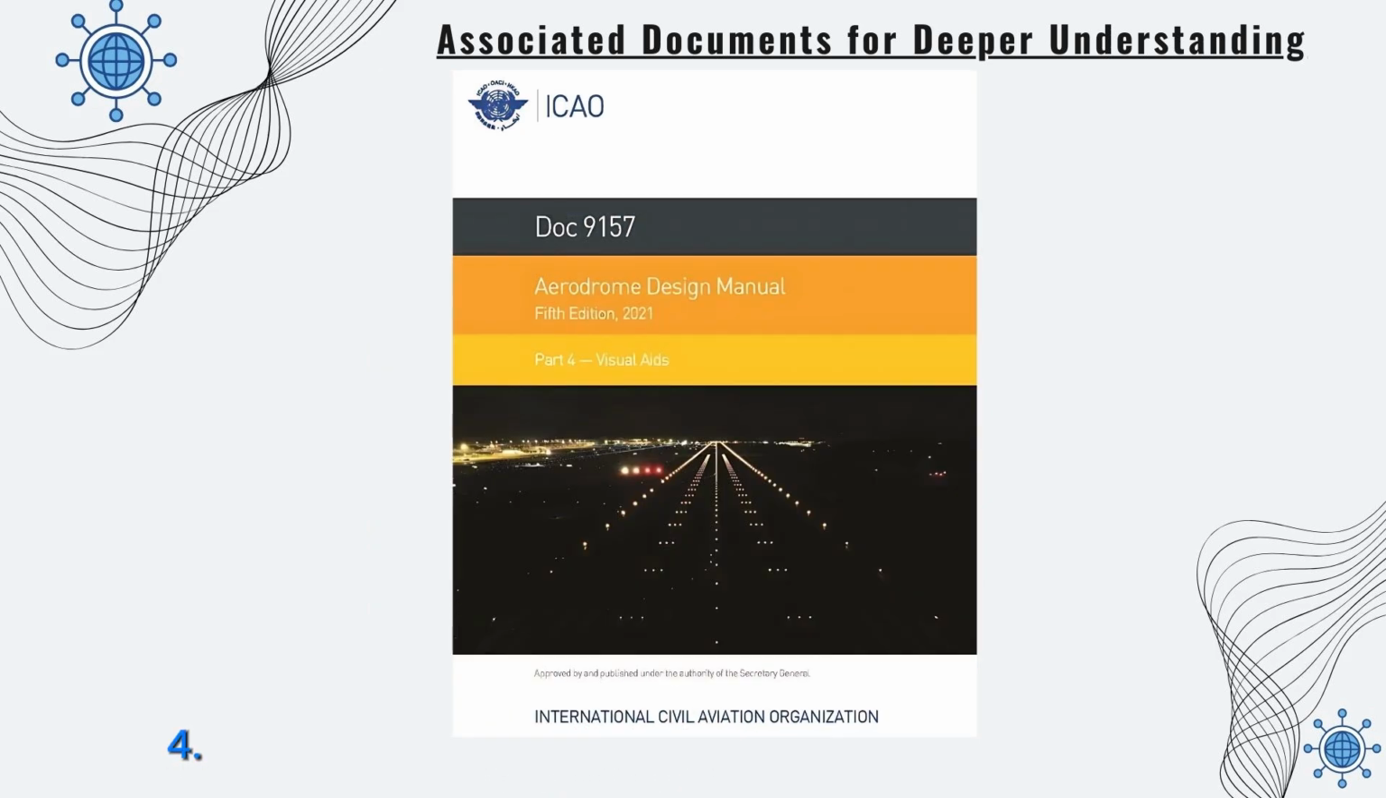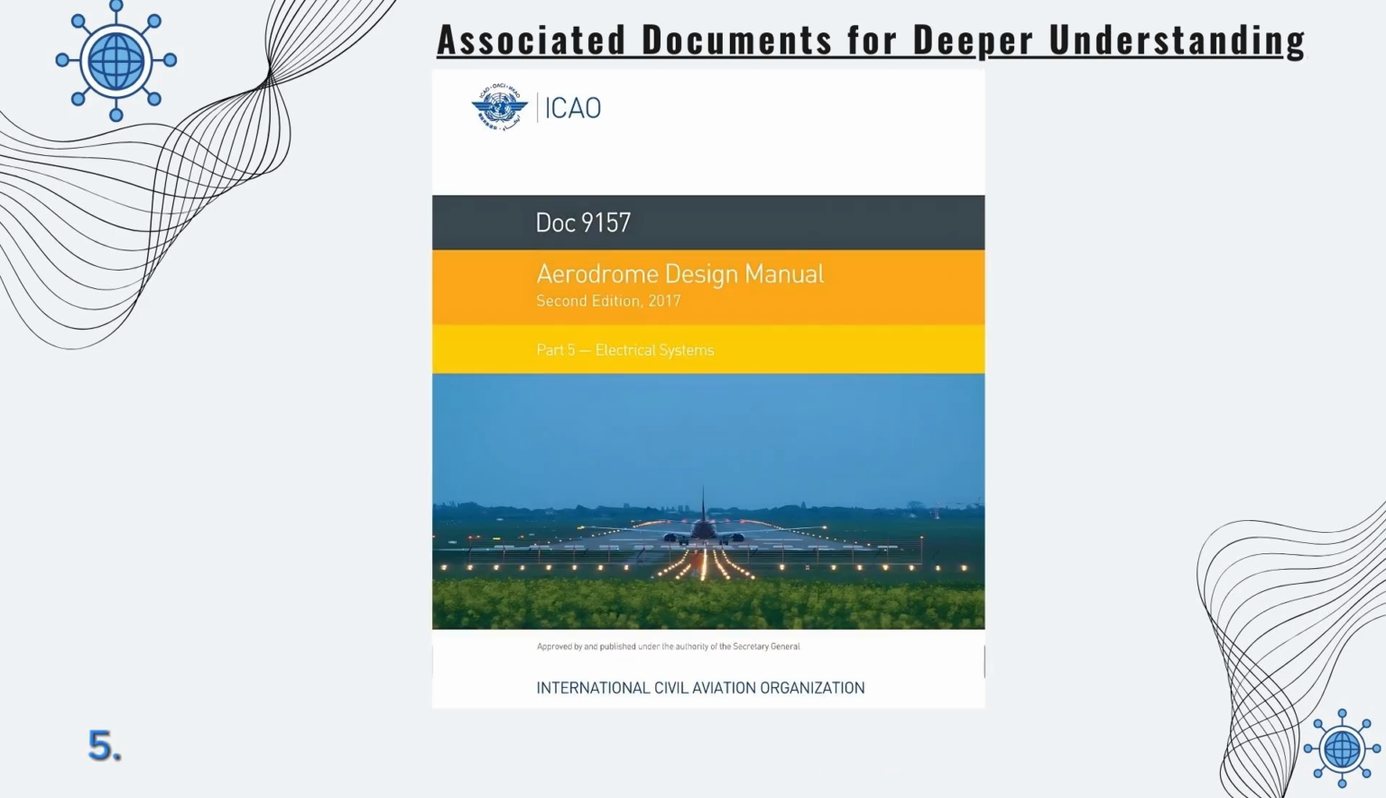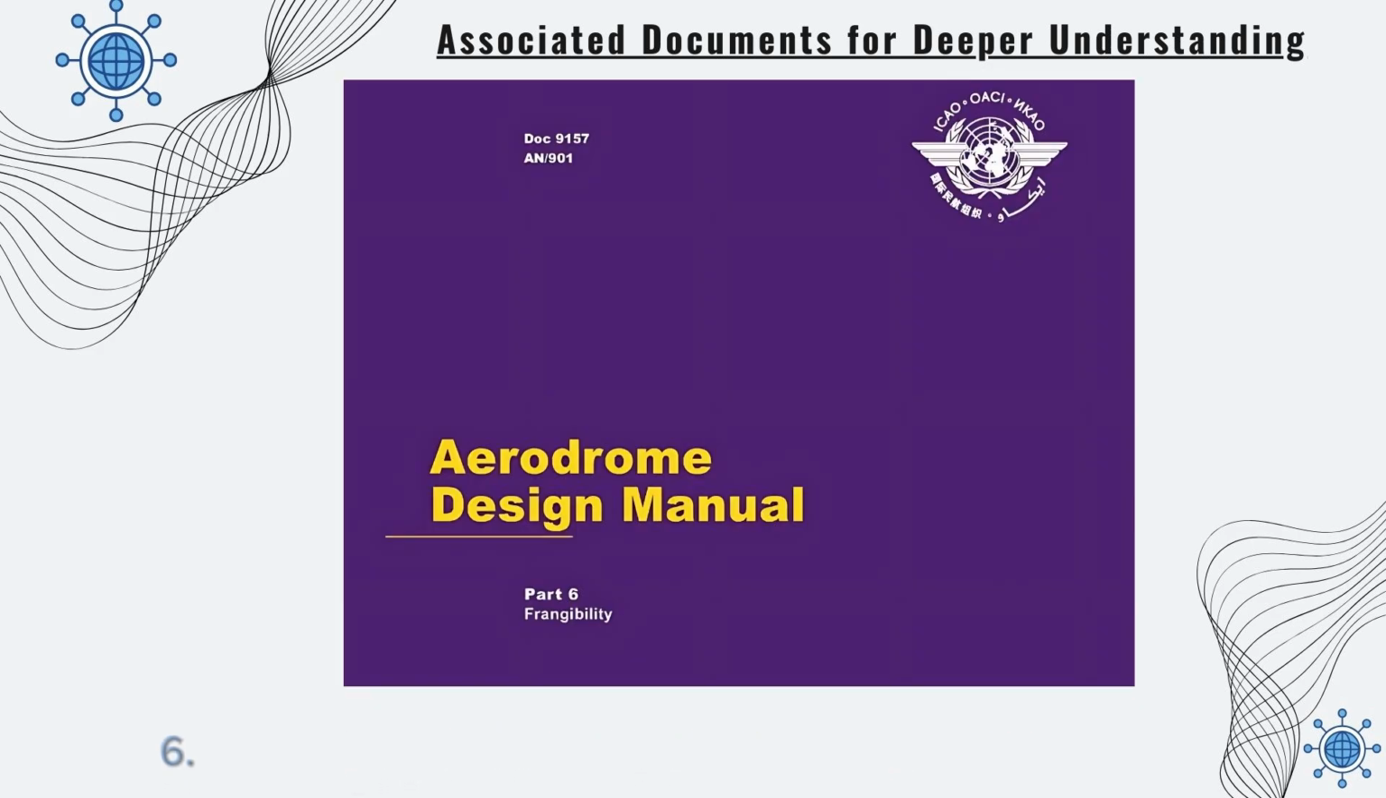4. ICAO Doc 9157, ADM Part 4, Visual Aids. 5. ICAO Doc 9157, ADM Part 5, Electrical Systems. 6. ICAO Doc 9157, ADM Part 6, Frangibility.